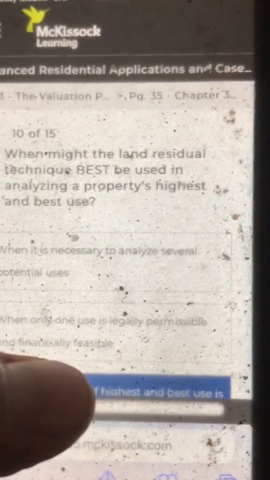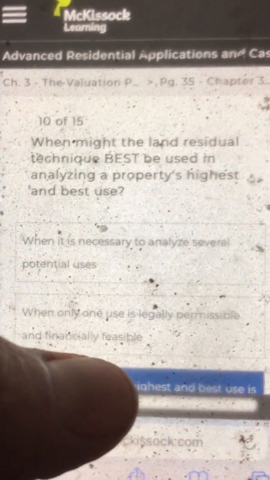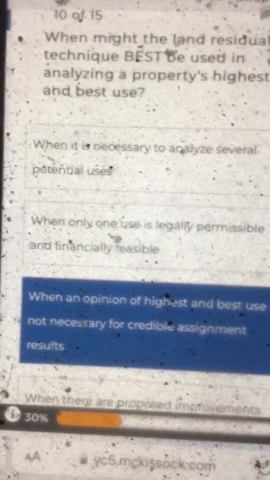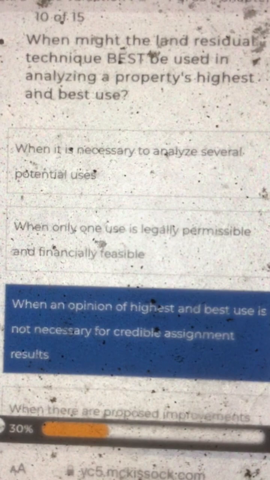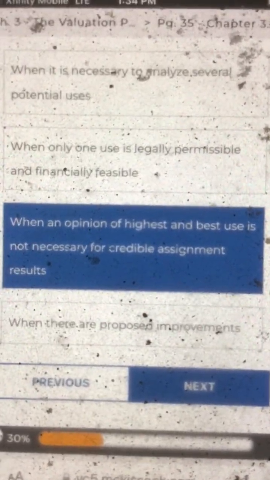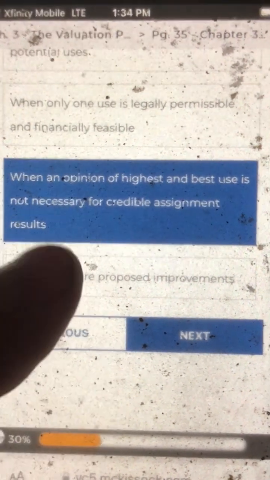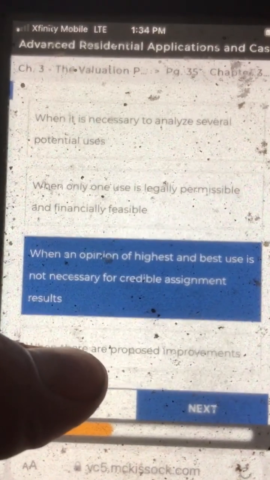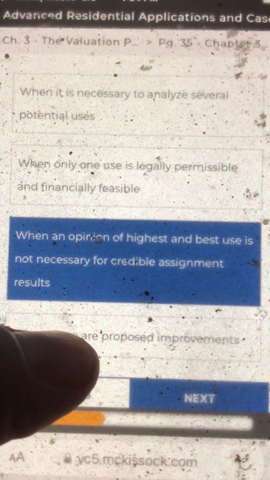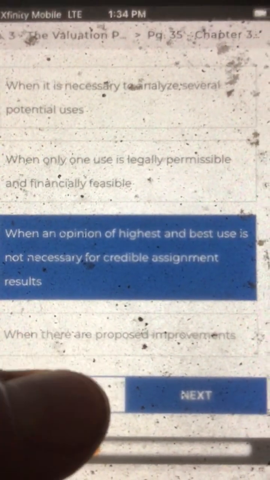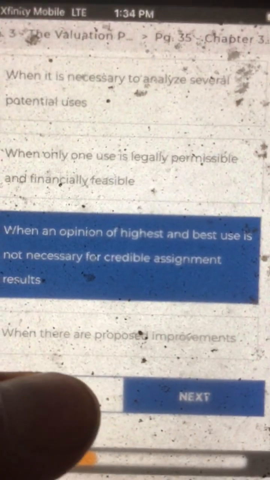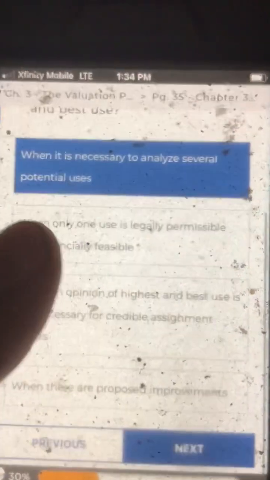Number 10, when might the land residual technique best be used in analyzing a property's highest and best use? A, when it is necessary to analyze several potential uses. B, when only one use is legally permissible and financially feasible. C, when an opinion of highest and best use is not necessary for credible assignment results. Or D, when there are proposed improvements. I'm gonna go A. I'm not 100% on that one.